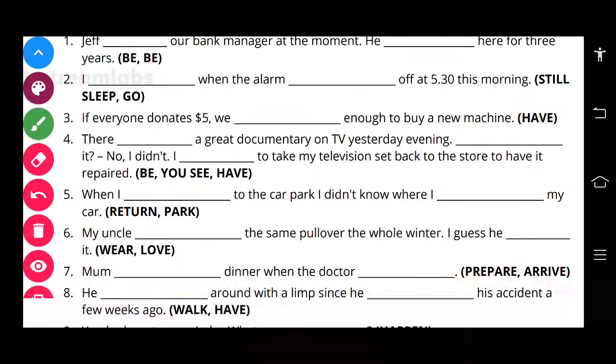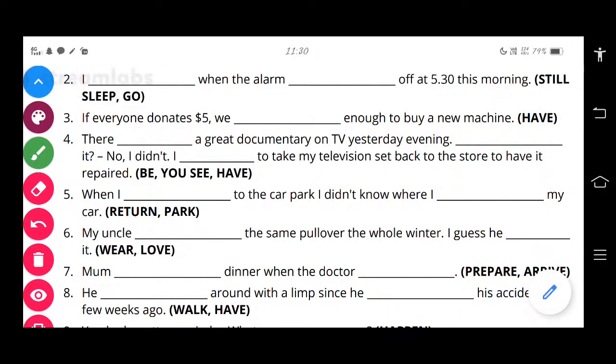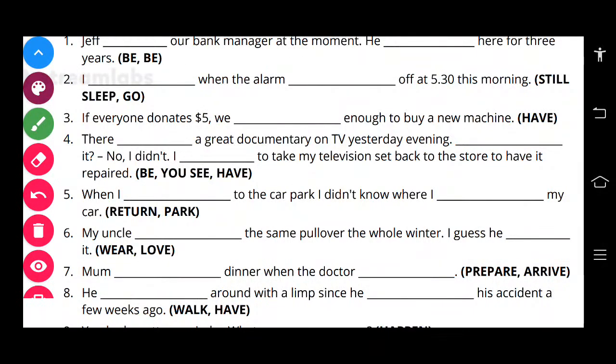Dash it. After there, it is a question mark. Just we have to think of it. No, I didn't. I dash to take my television set back to the store to have it repaired.